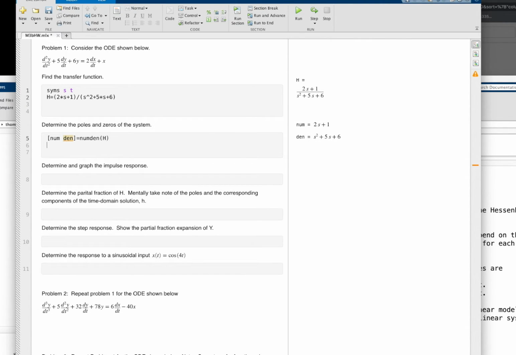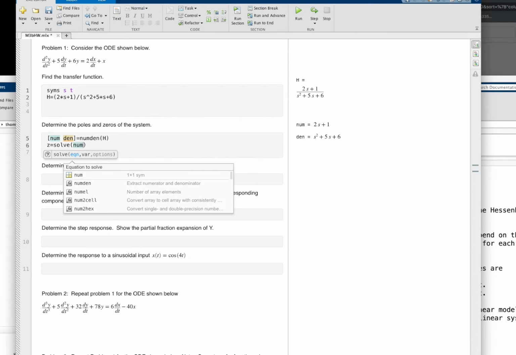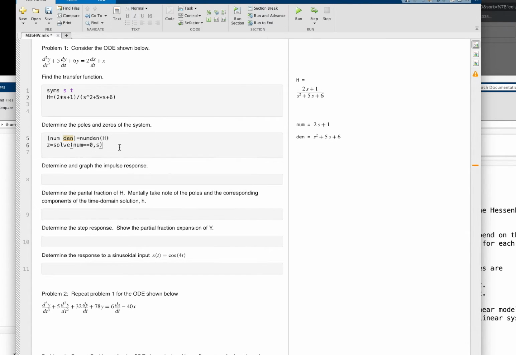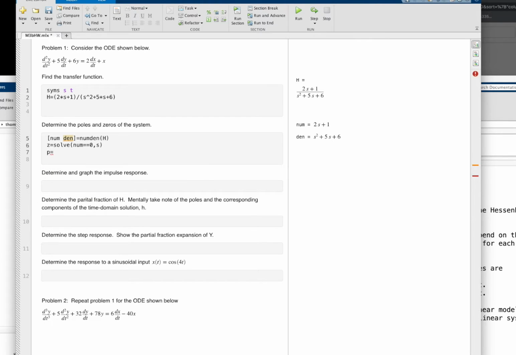From there, I can calculate the poles and the zeros of the system. So the zeros can be found by just solving. Set the numerator equal to zero. This double equal sign means you're making an equation and you're going to solve for the variable s. And I'll do the same thing with p for pole. What we remember is the zeros are the roots of the numerator, the poles are the roots of the denominator.